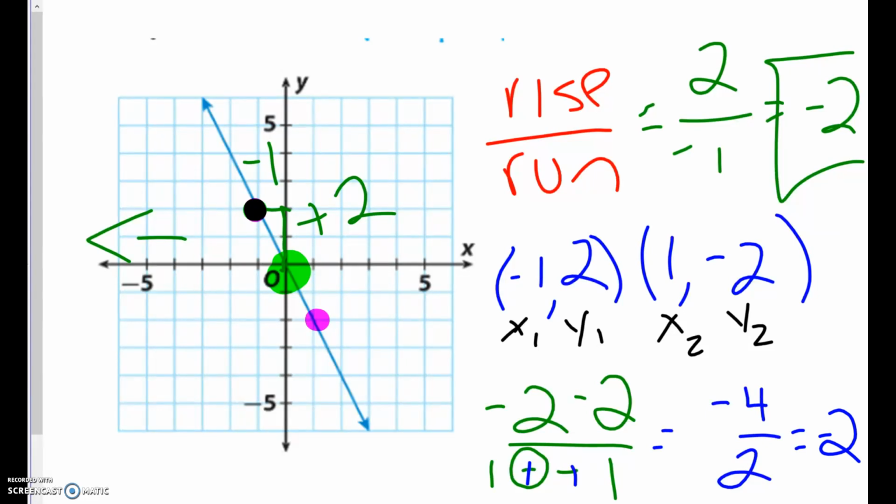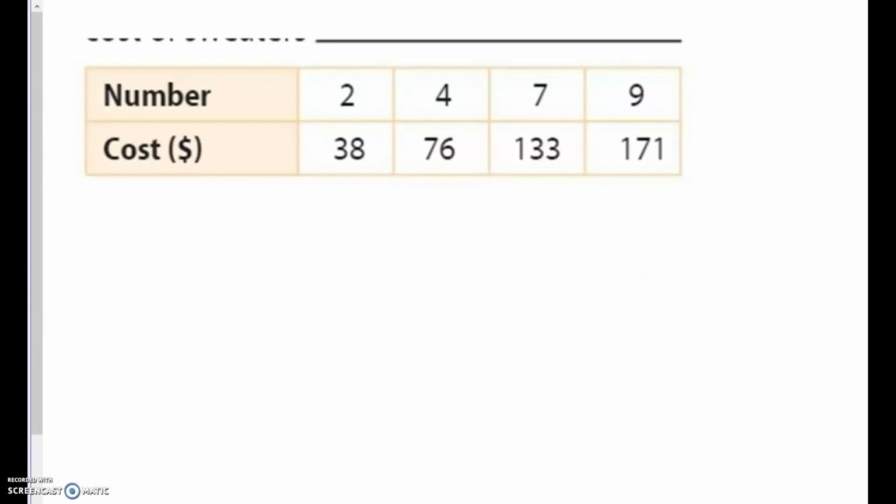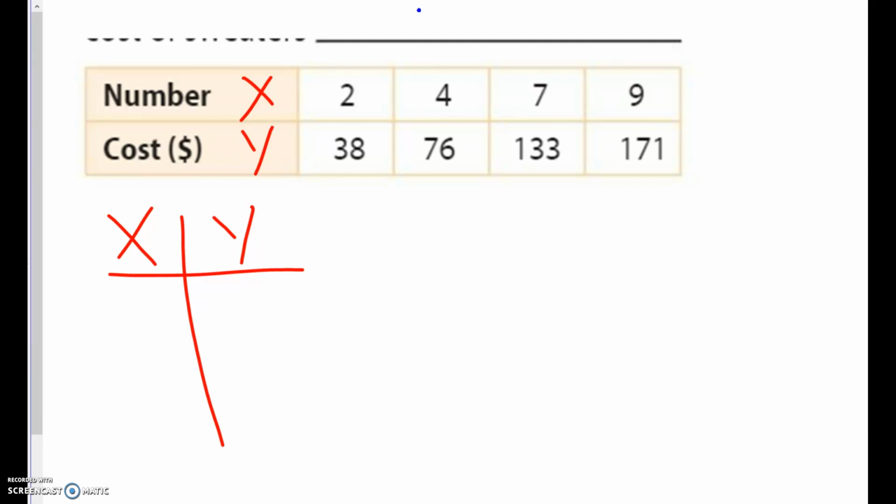I have one more thing I want to show you, and I promise I'm going to make this quick so you guys can move on with your nights. Tables. X is always on top, Y is always on bottom. Or if you do it this way, X is always to the left, Y is always to the right. X comes before Y. So if I wanted to find the rate of change in this table, I'm just going to choose 2 points. I'm going to choose this one and this one.